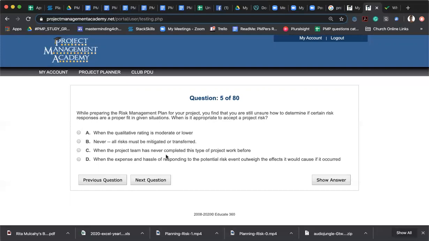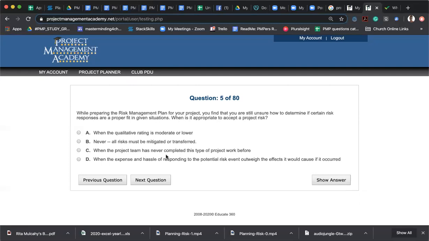That seems straightforward. Okay. While preparing the risk management plan for your project, you find that you are still unsure how to determine if certain risk responses are a proper fit in given situations. When is it appropriate to accept a project risk? A, when the qualitative rating is moderate or low. B, never, all risk must be mitigated or transferred. C, when the project team has never completed this type of project work before. D, when the expenses and hassle of responding to the potential risk event outweighs the effect it would cause if it occurred.